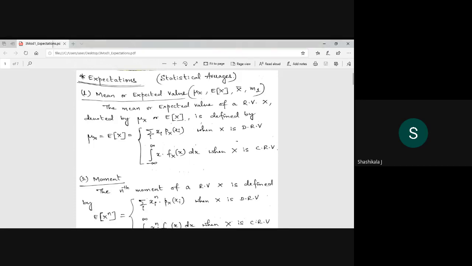Can you able to see the screen? Yes, tell me. Yes or no? I hope you are able to see the screen.